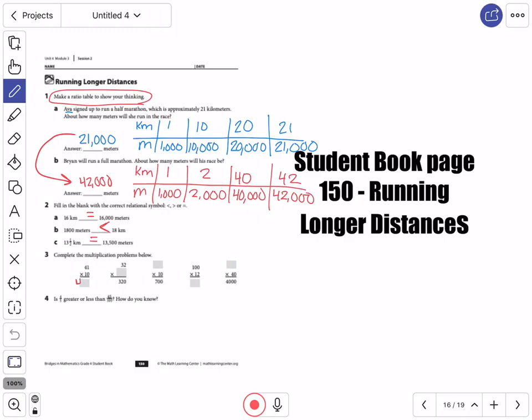And then it says to complete the multiplication problems below. 41 times 10, well, I know any number times 10, all I do is add a 0. So the answer to that one is 410. 32 times something equals 320. Well, if I use what I knew from the first problem, it looks like there was just a 0 added, so 32 times 10 equals 320.